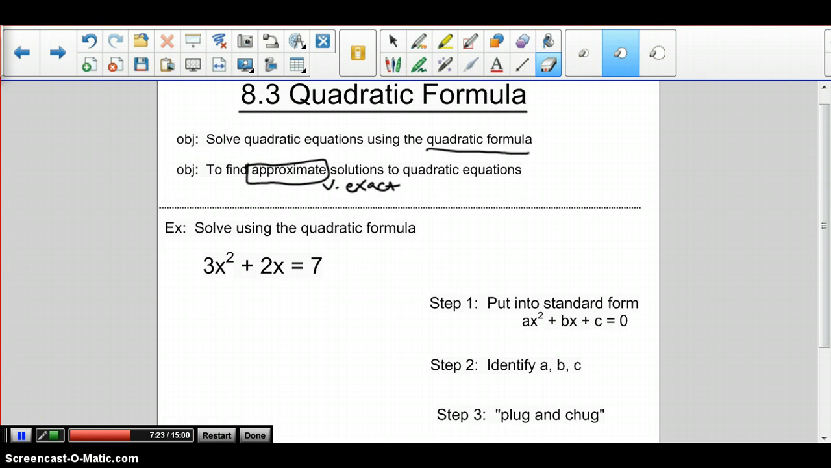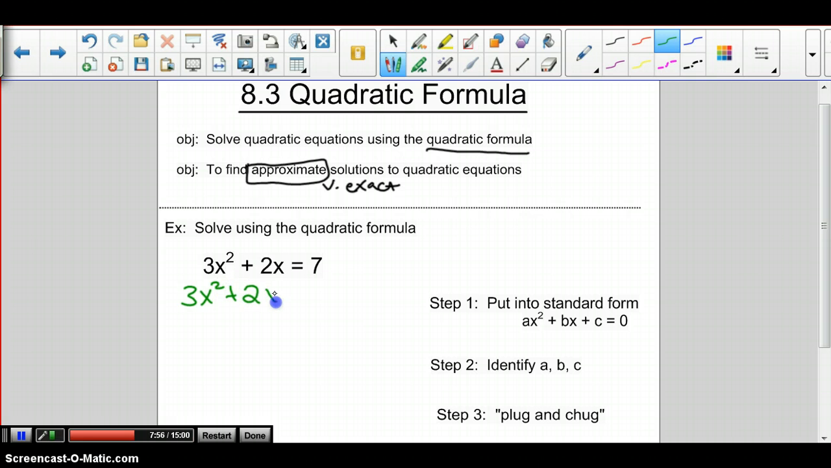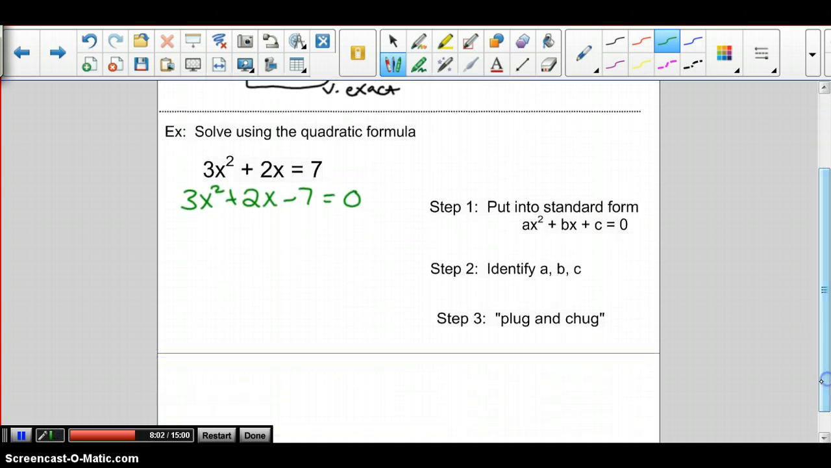In this first example problem, we are asked to solve using the quadratic formula. So we're solving for x. Let's begin. We're just going to follow these steps on the right-hand side, and step 1 says to put into standard form ax squared plus bx plus c. So standard form, we have decreasing powers of x. Notice here that we have 3x squared plus 2x equals 7. We want this to equal 0, so all we're going to do is subtract 7 from both sides. And we have 3x squared plus 2x minus 7 equals 0. So now we are in standard form.